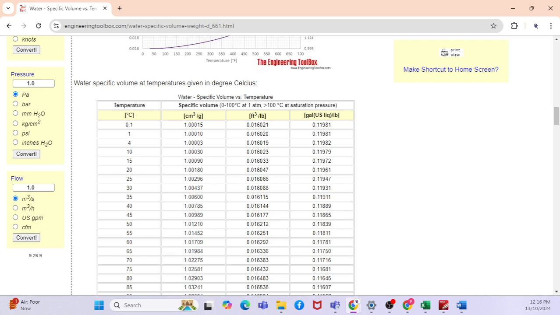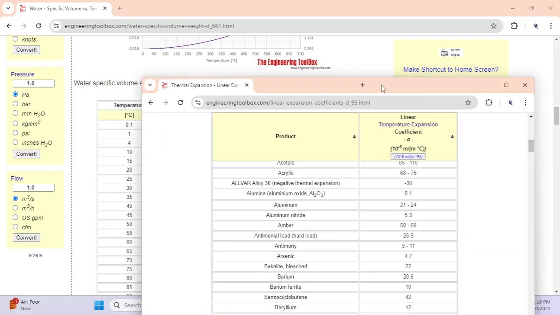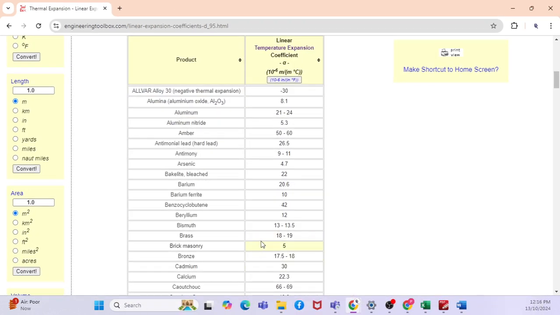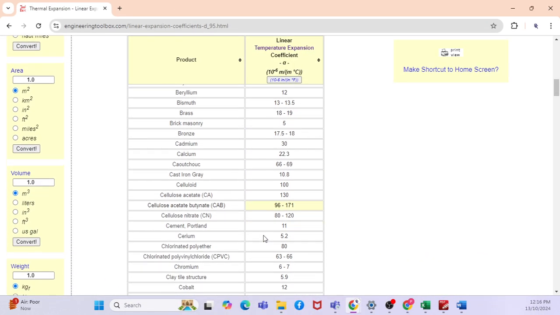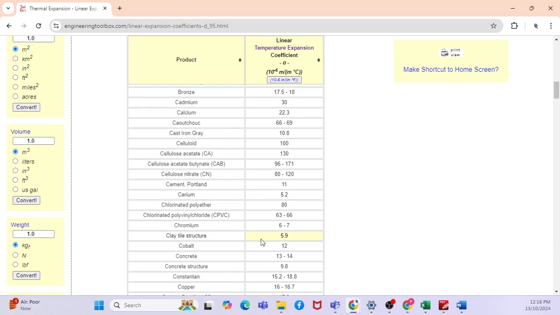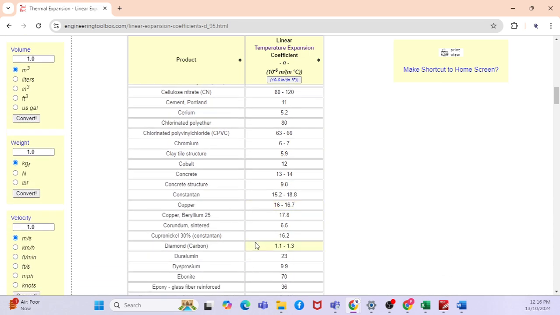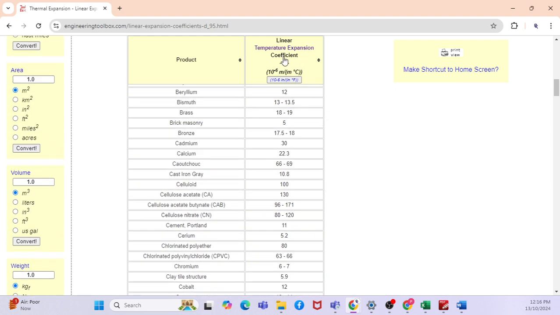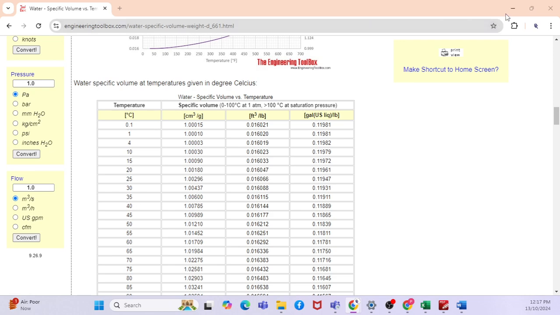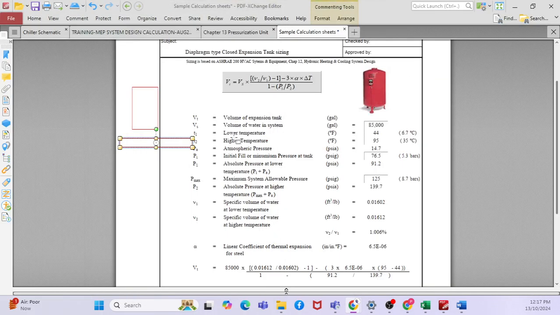Also, the thermal expansion for different materials. Say for example we are using galvanized pipe or mild steel pipe. Depending upon the material, you can see the linear thermal expansion coefficient of the pipe, and this also needs to be applied in your equation. So in your equation, you can see the volume of the tank that you are going to calculate.